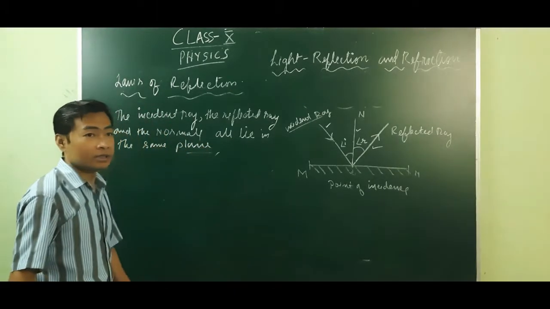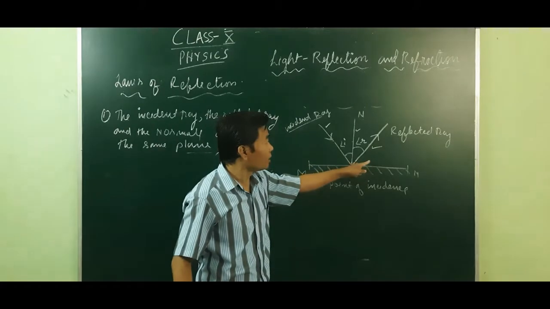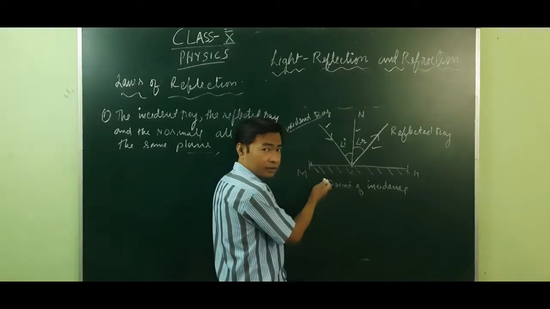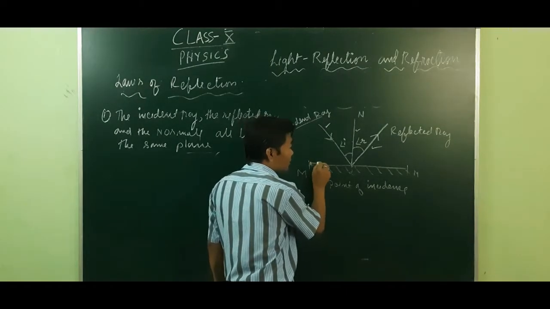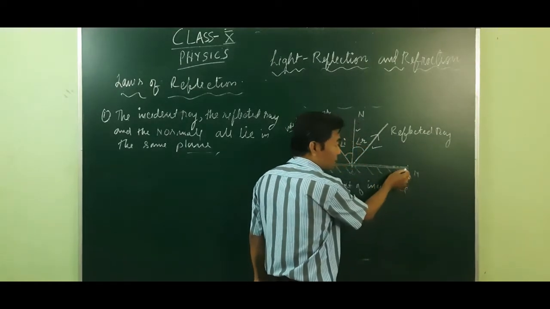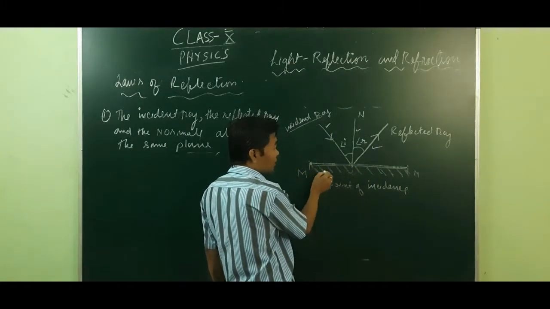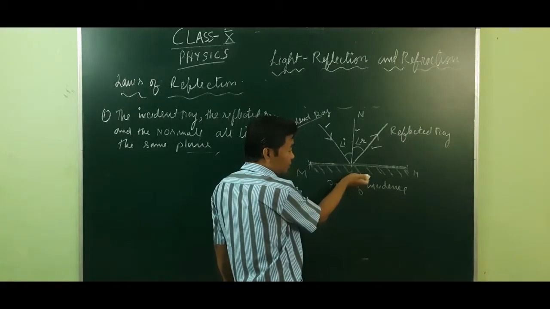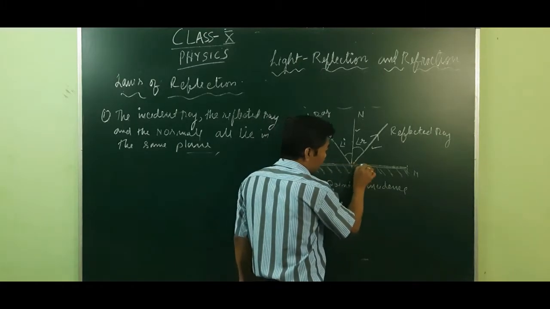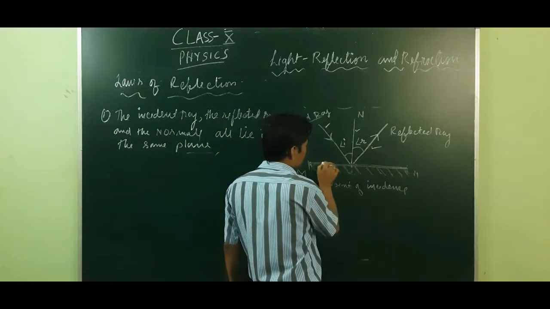What does it mean? It means that the incident ray, the reflected ray, and the normal are all on the same plane. Plane is the aperture. For example, this is a plane mirror. The front part of the mirror has glass, which is the reflecting surface. The backside of the mirror is coated with silver so that it stops the light from passing through. The front part, where there is glass and a reflecting surface, is called the aperture, and this is also known as the plane.